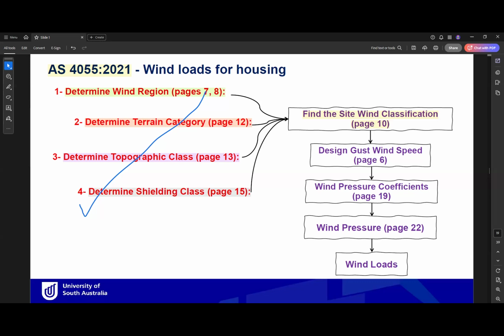Okay, guys, so for the first step, we have found the site wind classification, and now we may take a rest or a break for 8 minutes, and then we can continue. So we will continue at 2:10. Okay, so we have a rest for just 10 minutes and see you later. See you in 10 minutes. Thank you.